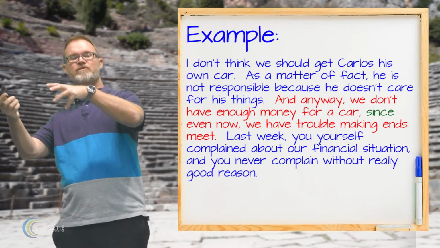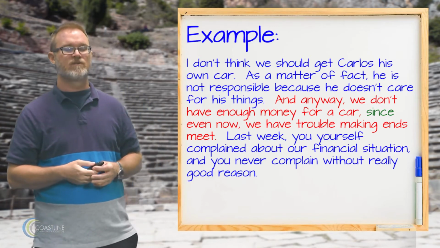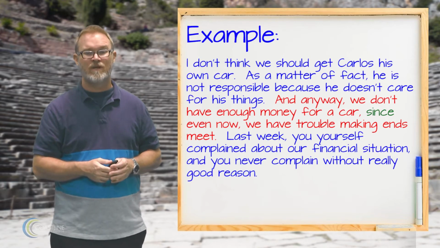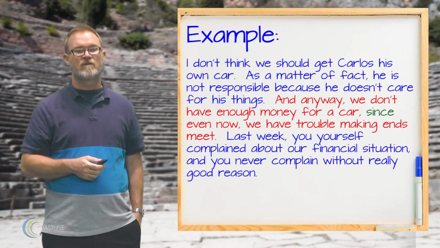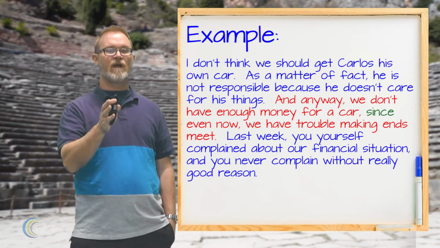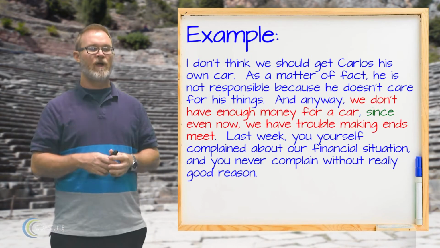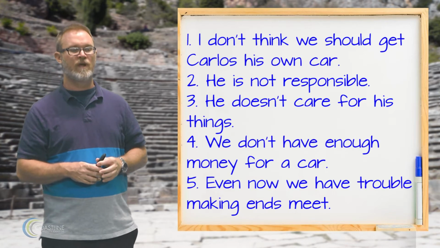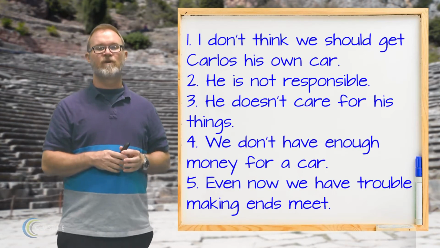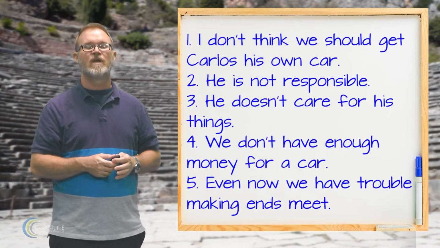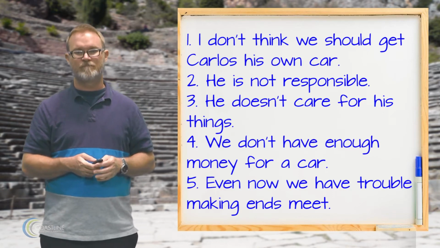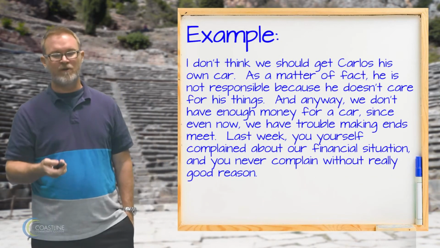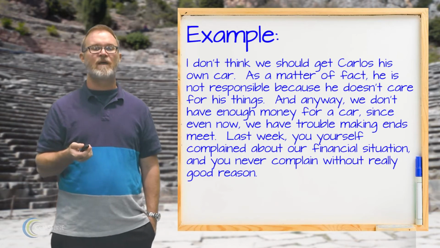Now what we'll do is we'll go to the next sentence in the passage. The next sentence begins, "And anyway, we don't have enough money for a car, since even now we have trouble making ends meet." And again, here we have that kind of indicator of "since," right? And so what we're going to do is include both of those into our list at this point. So we have 4, we don't have enough money for a car, and 5, even now we have trouble making ends meet.